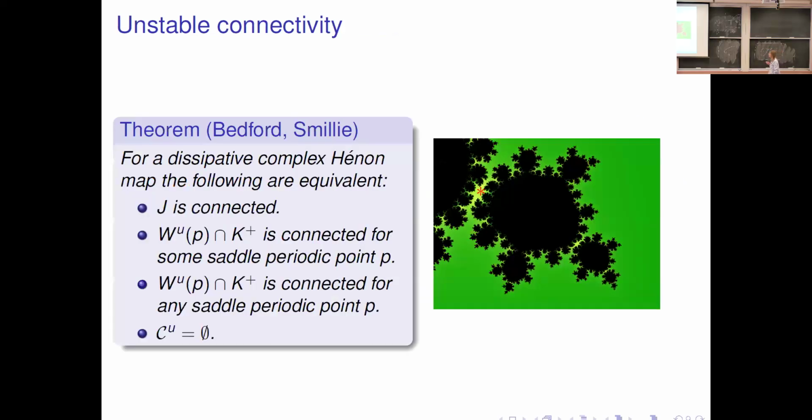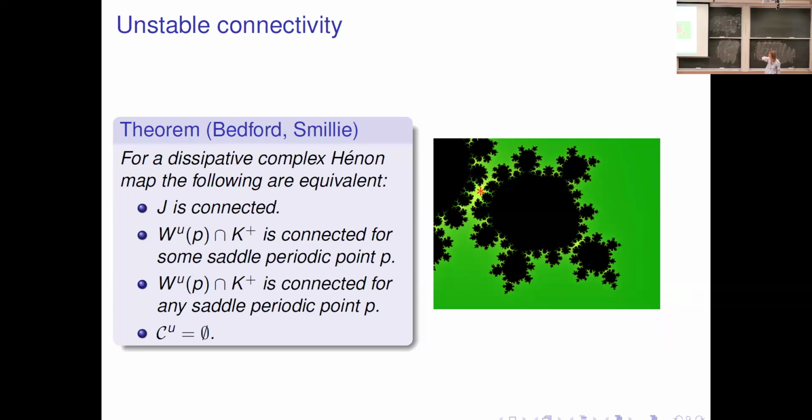Okay. So let me state how Bedford and Smiley use the critical locus to show that this is a useful notion. We define the critical locus, we want it to be an analog of the critical points. In which sense is it an analog? What Bedford and Smiley showed is that if we look at this unstable critical locus, then it's empty if and only if J is connected.